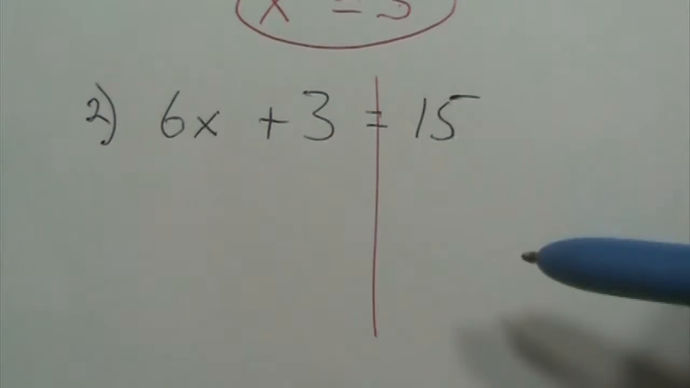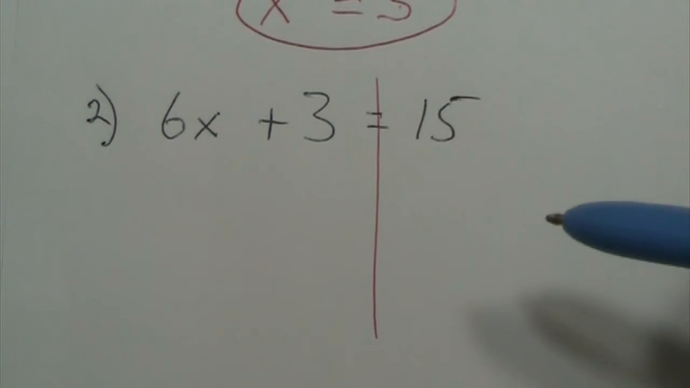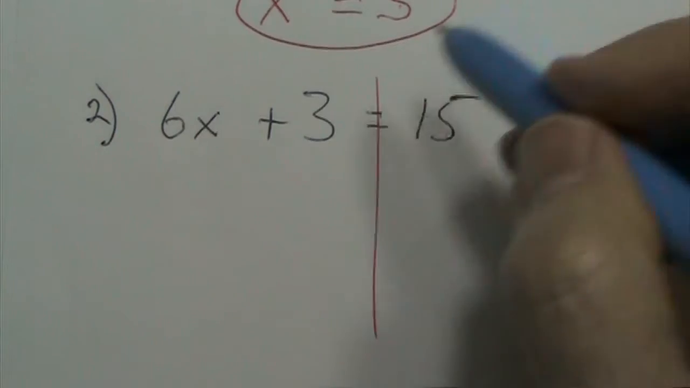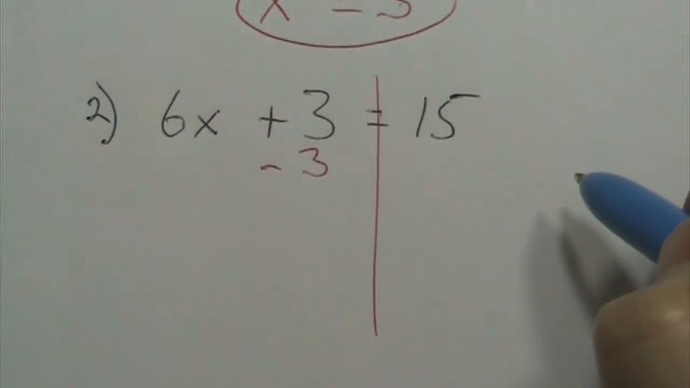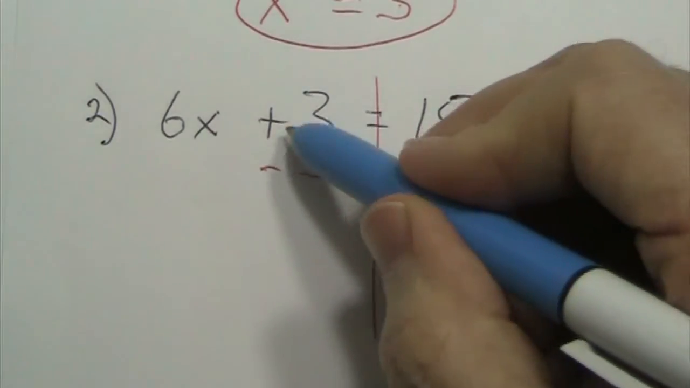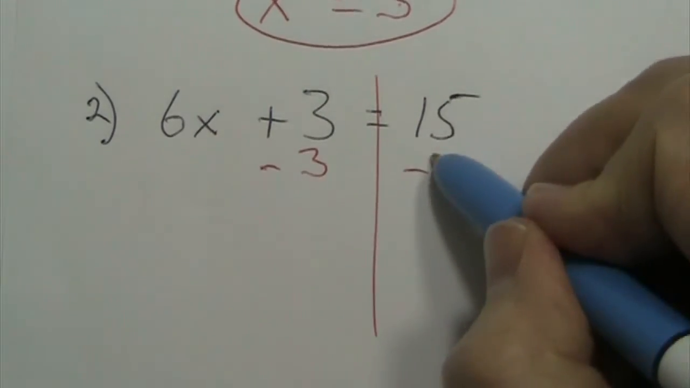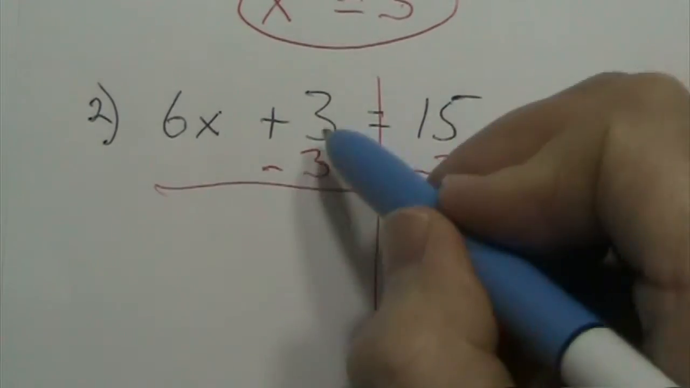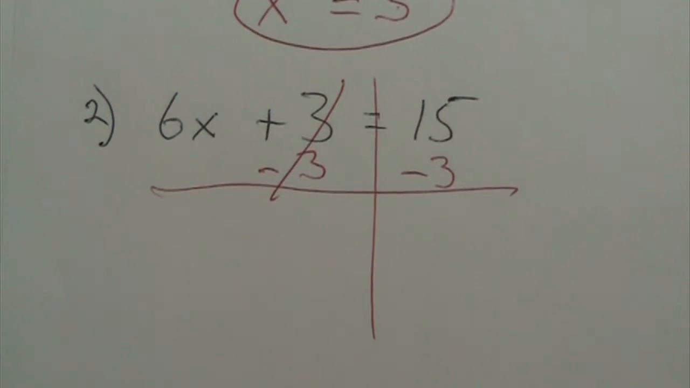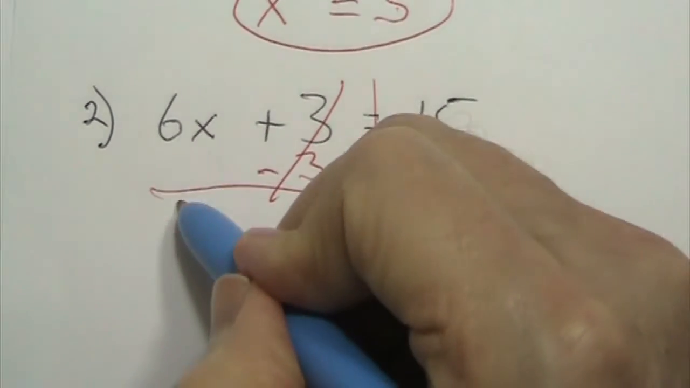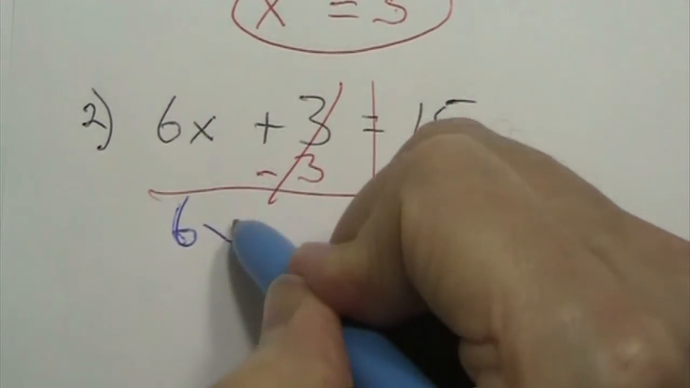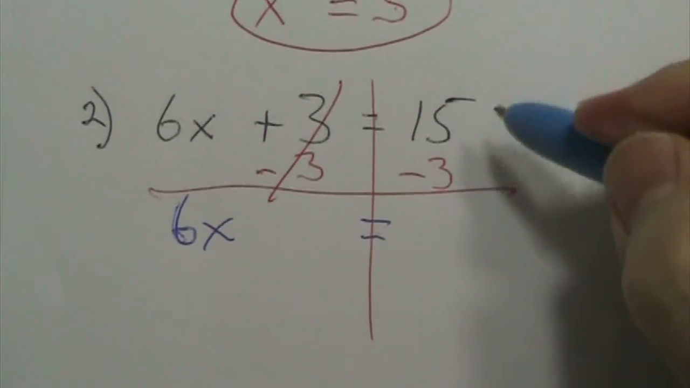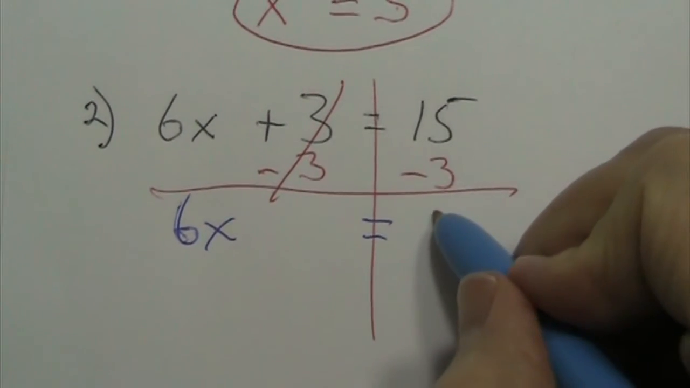Okay, we have a left and right side. First step is to get rid of the constant. So I'll subtract 3. This is the constant. I do the opposite of adding. I subtract. That's gone. I'll bring down the others. 15 take away 3.